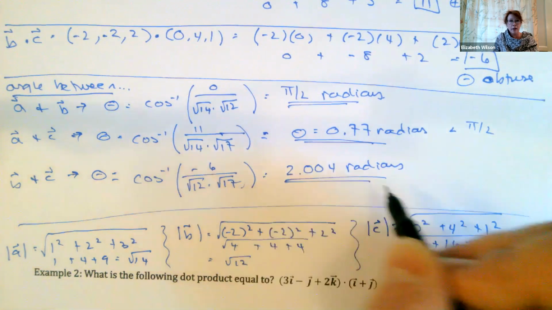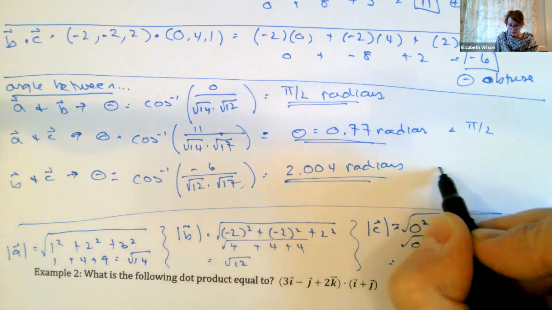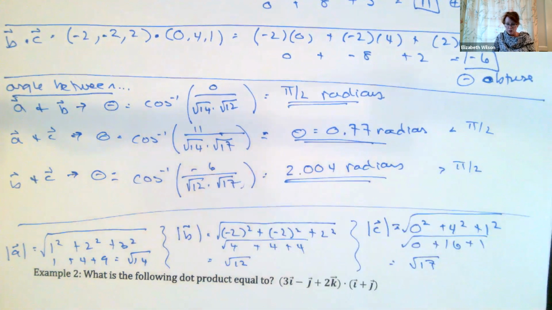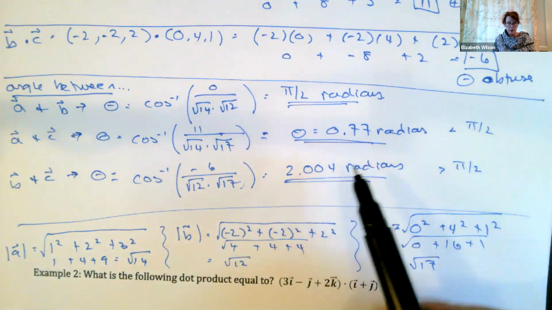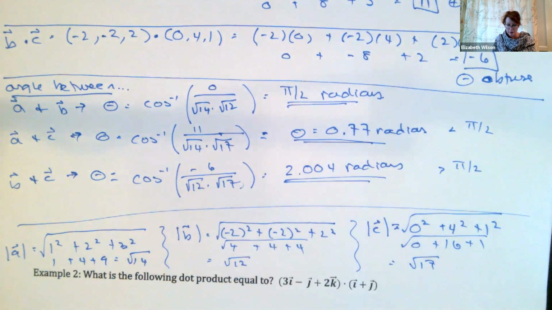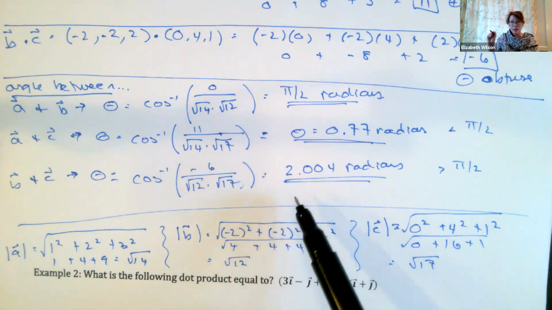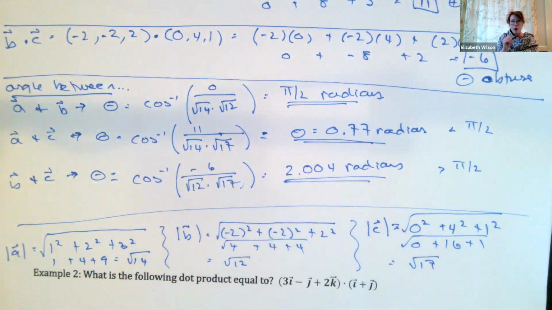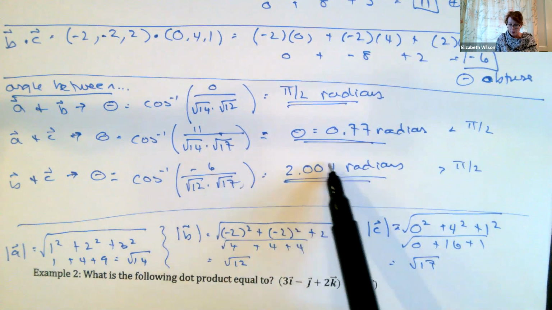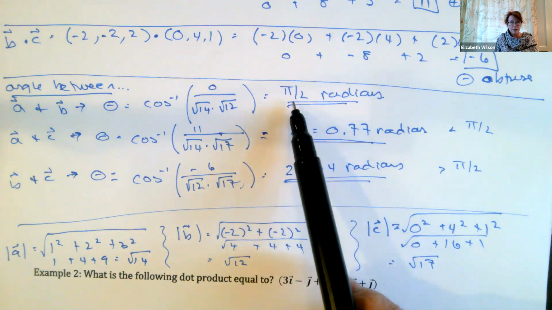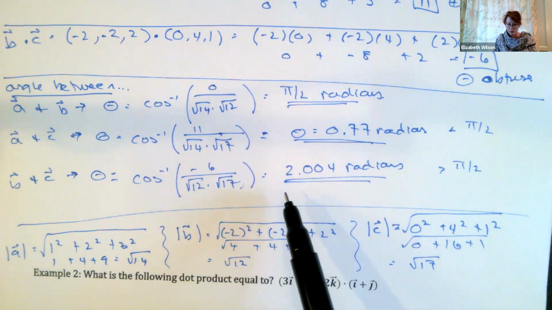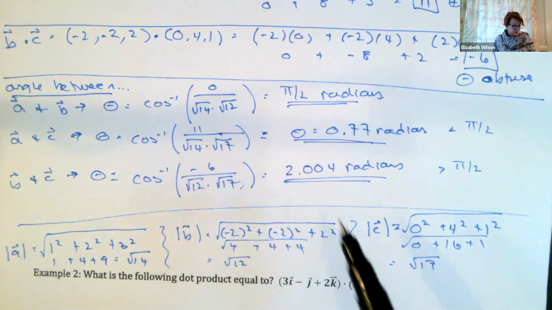Okay, which is greater than pi over 2. This is just a reality check here, which is what we thought it was going to be. We thought it was going to be obtuse. Remember your 180 degrees is minus pi, so it's minus 3.14. So we expect this to be between like 1.5 and 3, essentially. So keep that in mind.